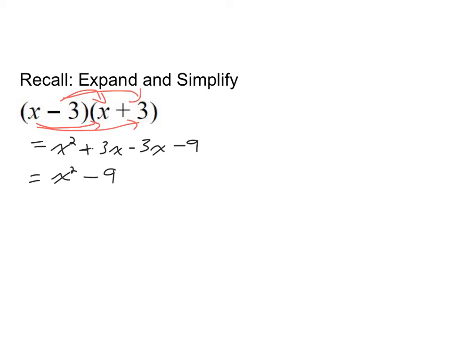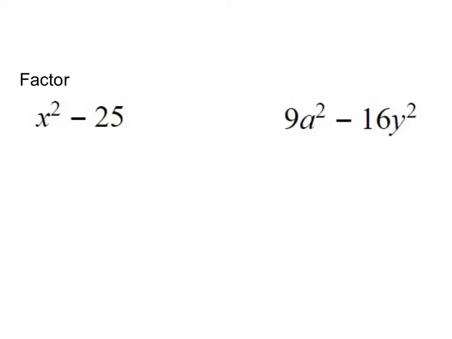Using our expand and simplify rules, we would come up with something like this. And you'll notice that at the end, we have two things, whether it's variables and numbers or a combination of that. But we have something that is squared, another thing that is squared, and then we have a minus sign. And we call this a difference of squares. So now what we're going to do is do the opposite and factor it.